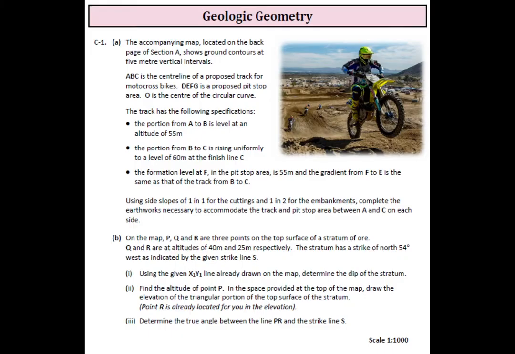Portion from B to C is rising uniformly to a level of 60 meters at the finish line C. And then the formation level at F in the pit stop area is 55 meters, and the gradient from F to E is the same as that of the track from B to C. So using side slopes of 1 and 1 for the cutting and 1 and 2 for the embankments, complete the earthworks necessary to accommodate the track and pit stop area between A and C on each side. Part B then we'll look at in a moment.